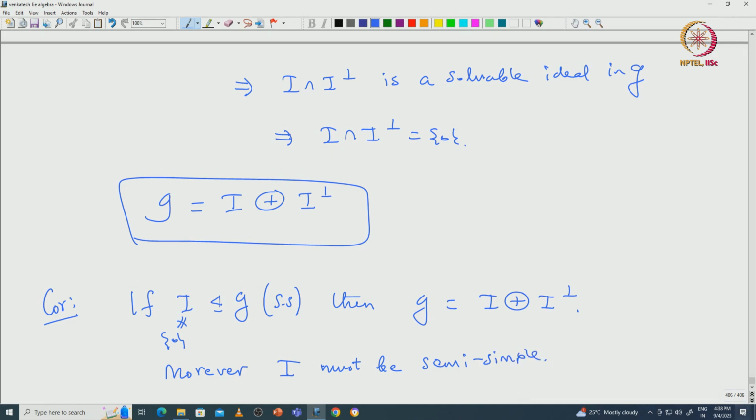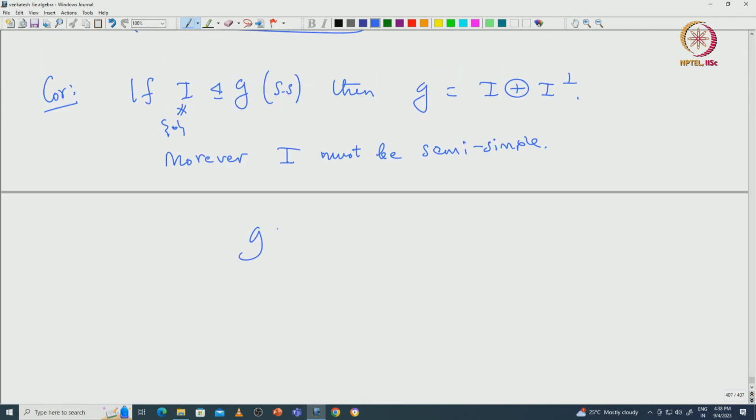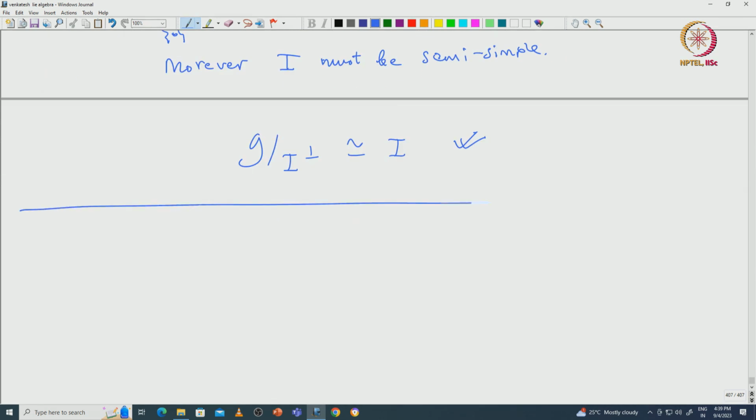Why? Because if we take G modulo I perp, that is isomorphic to I. Now, if you look at the radical of G modulo I perp, that must be 0, because the radical of G is 0. So, that implies that I must be semi-simple. Now, using this corollary, we can decompose any semi-simple Lie algebra into simple Lie algebras. I will state it as a theorem.